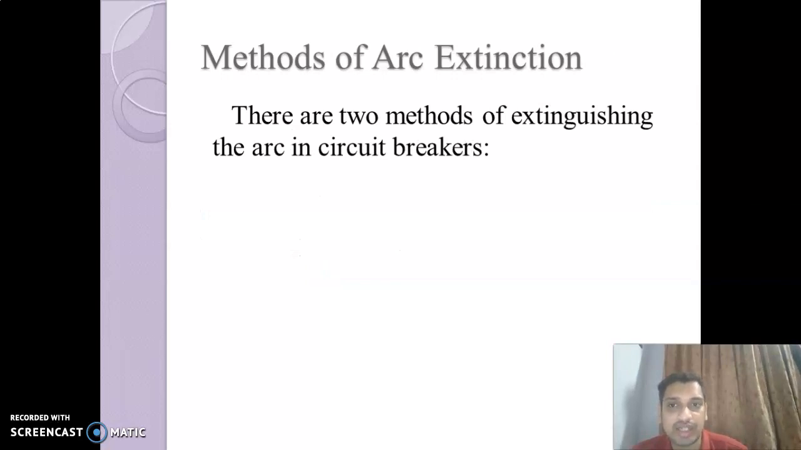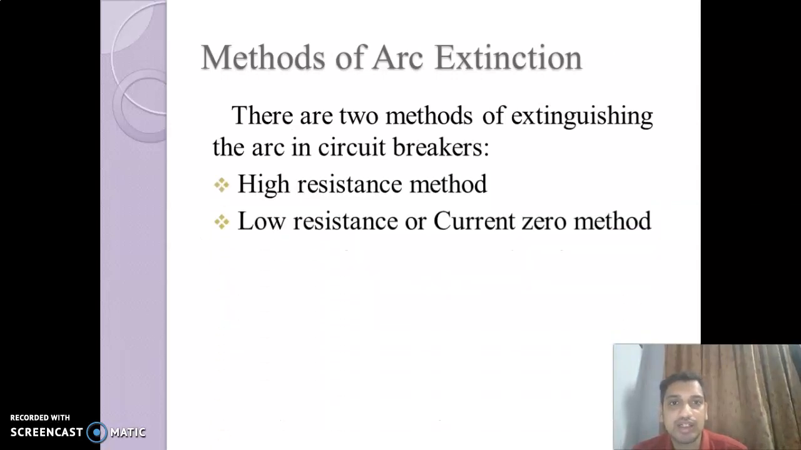So, methods of arc extinction. There are two methods to extinguish the arc. The first one is the high resistance method. The second one is the low resistance or current zero method.